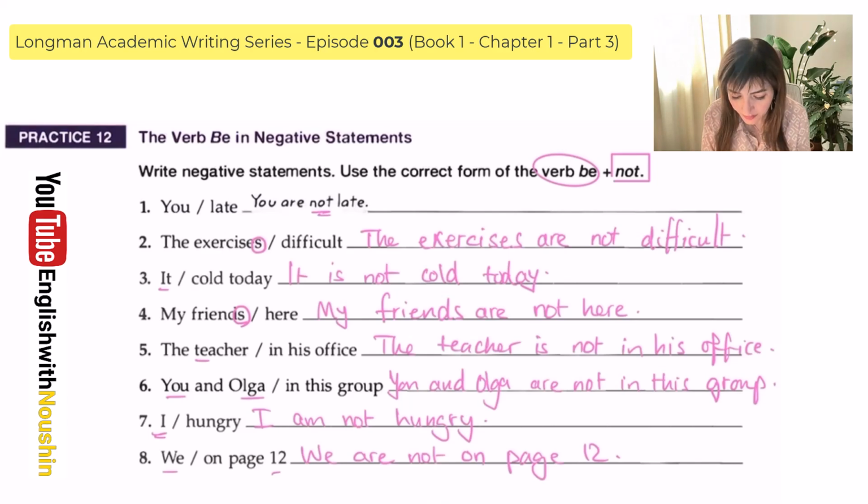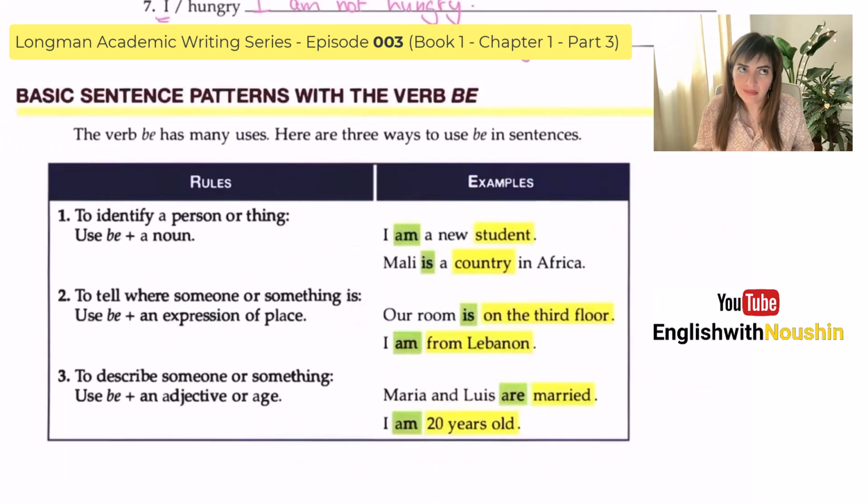Now, the verb to be, as I said, is the most frequent verb that we use in English, but we're going to talk about 3 specific uses here. Of course, there are many ways to use it, but the rules are this. Number 1, to identify a person or a thing, we use be plus a noun. For example, I'm a student, you're a teacher, she's a doctor, Mali is a country in Africa, Iran is a country in the Middle East or in Asia, and so on.